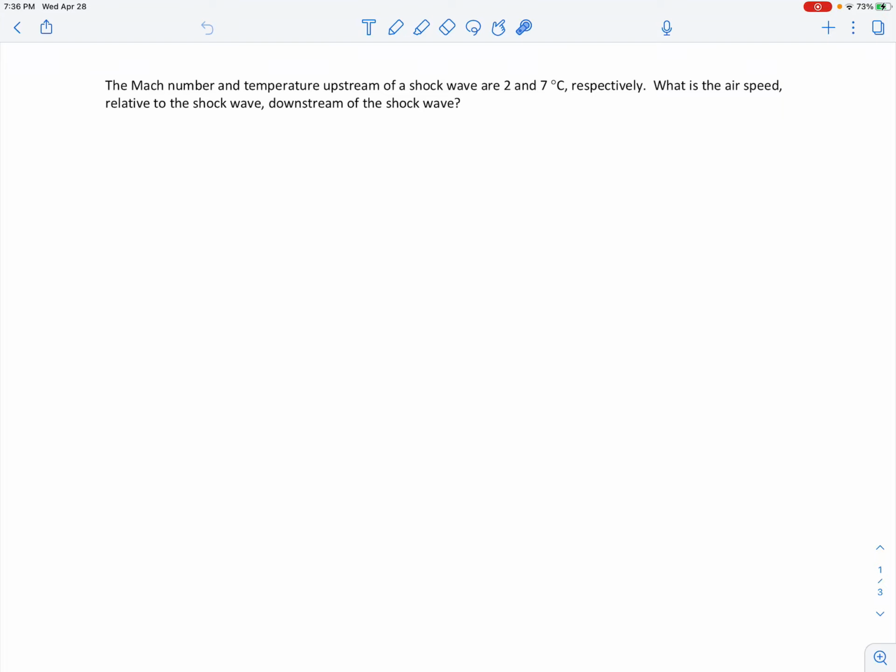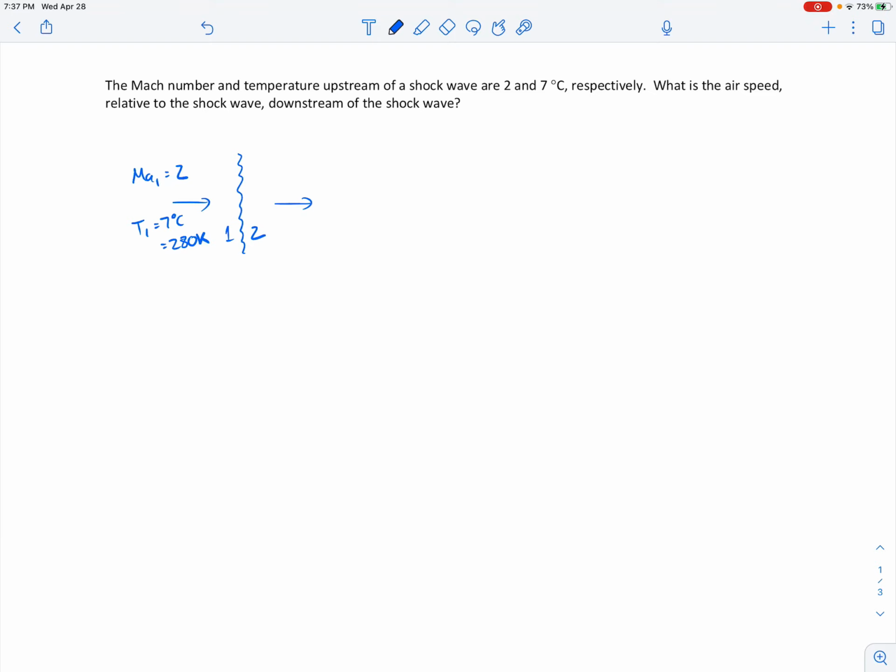Okay, here we're told the Mach number and temperature upstream of shock wave are 2 and 7 degrees Celsius respectively. So let's draw a shock wave. Flow is going this way. We call this 1 and 2, upstream and downstream of the shock. So we know the Mach number at 1 is equal to 2 and the temperature at 1 is 7 degrees C. We should convert that over to Kelvin. So 7 degrees C is what, 280 Kelvin?